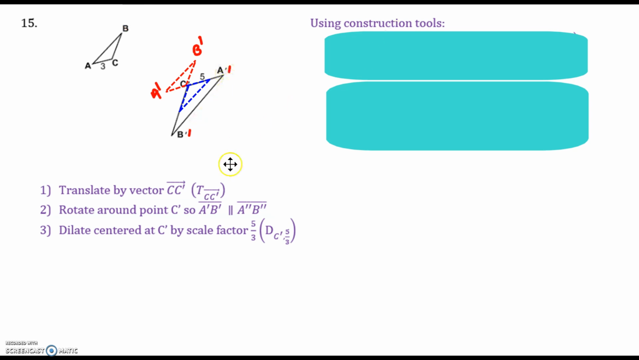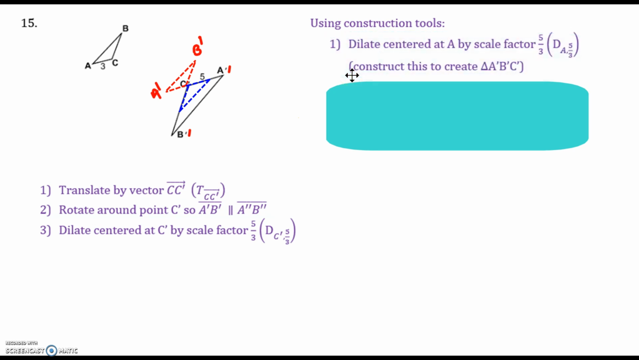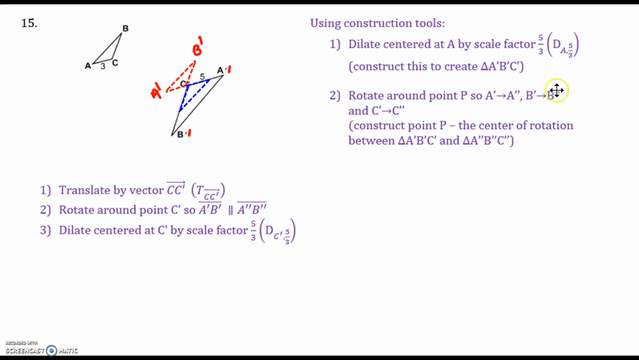Now to do this with construction tools, things work a little bit differently. You would first do this dilation. You work backwards. And so first you would take the original shape and you would dilate it using your compass, using the scale factor of 5/3. We're basically just doing this to make it congruent. And then you could construct a center of rotation to do the rotation. I'll show you this on some of the future ones.